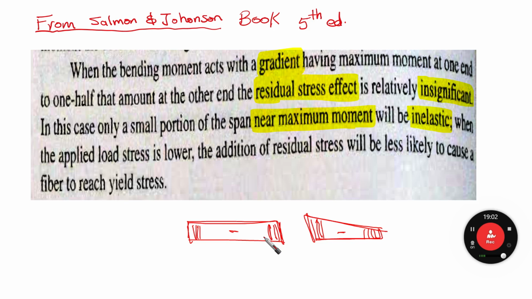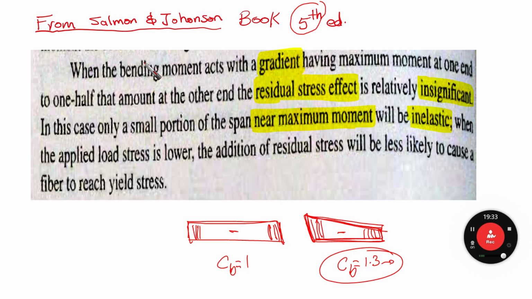Why in the case of uniform moment do we say that CB, for example, is going to be 1, and in the case of non-uniform moment we find that CB is going to be 1.3 or maybe more? So why is the change in moment so important for us? This is actually a part from the Salmon and Jensen book, 5th edition. I just copy and pasted it here, and I'm going to explain and discuss it with you.